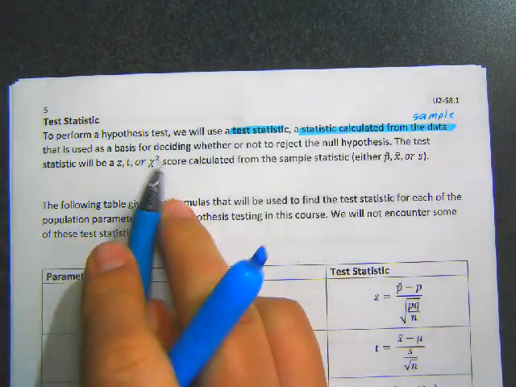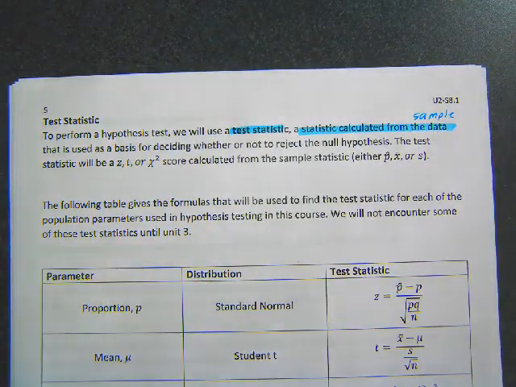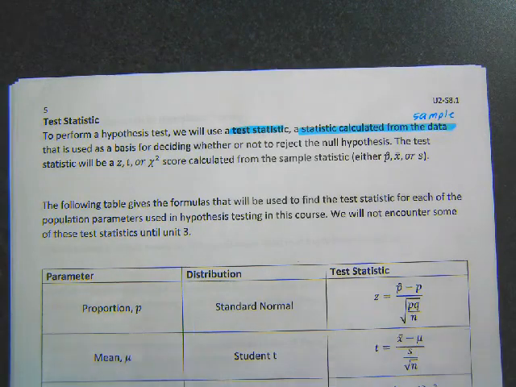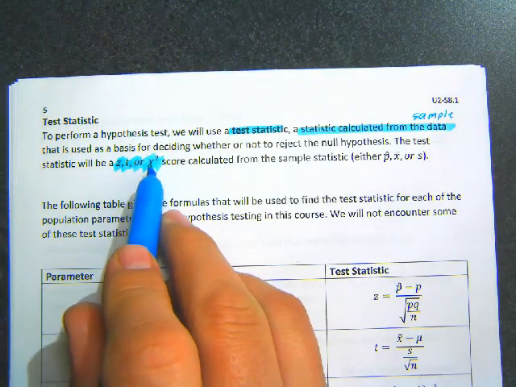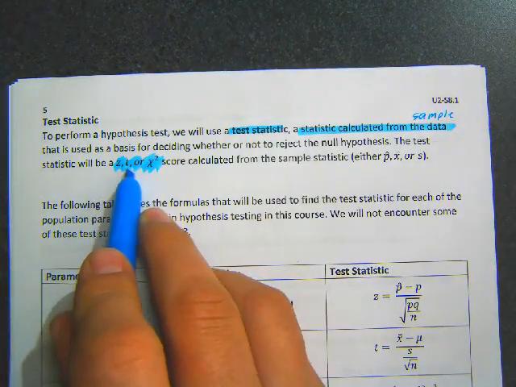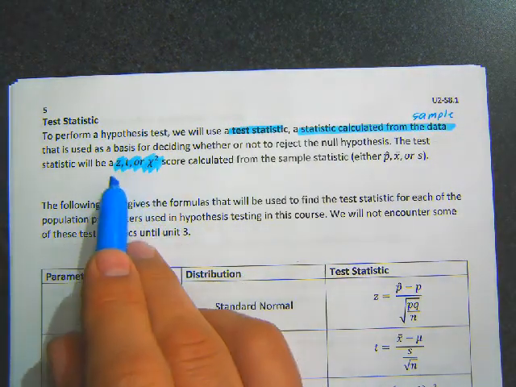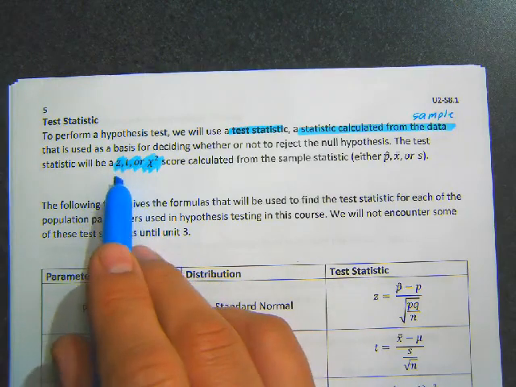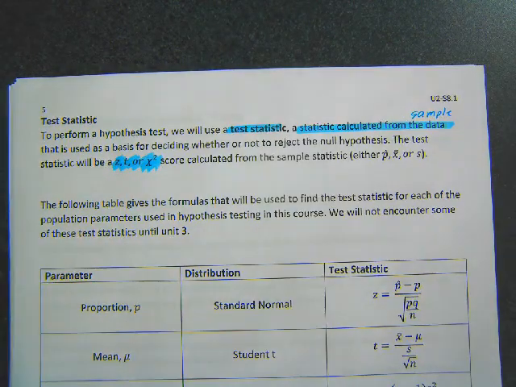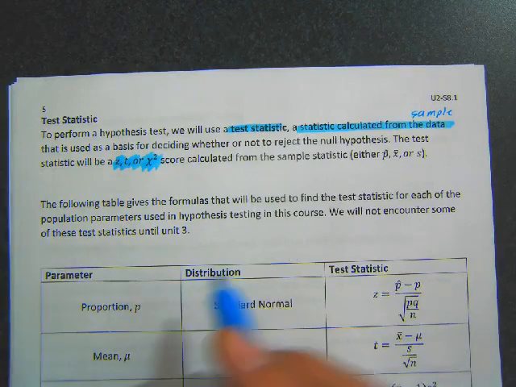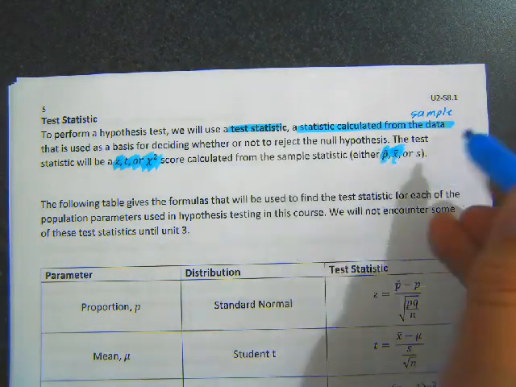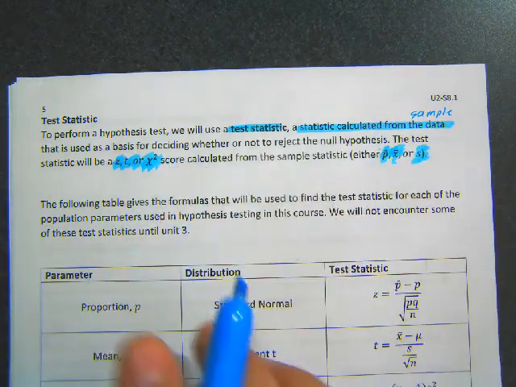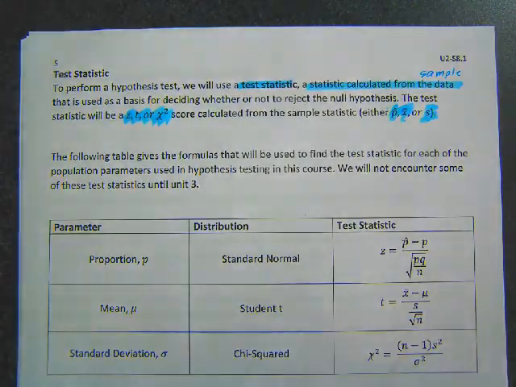And we'll use it as our basis for deciding whether or not to reject the null. This is typically going to be a z-score, a t-score, or a chi-squared score. We'll get to those in Unit 3, so don't worry about those yet. We've seen z-scores and t-scores already when we were doing the confidence intervals in Chapter 7, and we'll be using the same z-scores and t-scores for proportions and means. We will do a little bit of standard deviations. That's where you'll see chi-squared show up a little bit later in Unit 3.